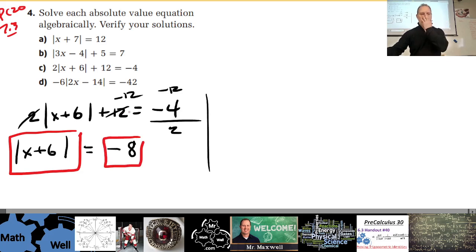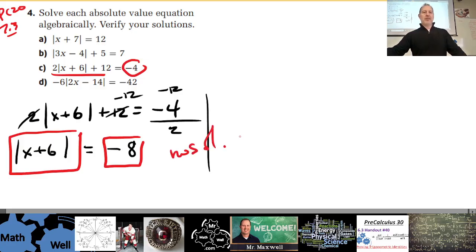Okay? So let's back it up. Let's look at the original question again. For this left side to be equal to negative 4, look, there's a plus 12 here, so this would have to be negative 8. This is a positive value times, this would have to be negative 4, right? If we think back to that. So this absolute value part would have to be negative for this equation to be true. So when you see this, you could probably say no solution.